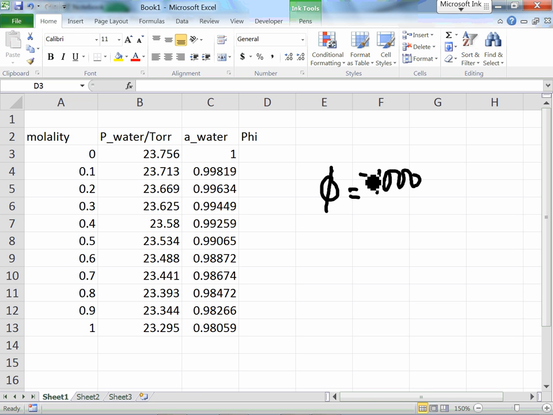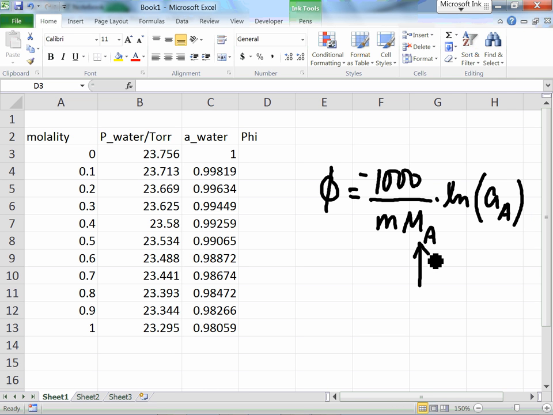What I just said, 1,000 on top. Negative 1,000 over molality times molar mass of A, times the natural log of the activity of A, right? So that's going to be the molar mass of A. What's our A here? Water. What's the molar mass of water? 18.016 grams per mole. We're going to use 5 sig figs here. And we have our molality in column A, so we have all the information we need.